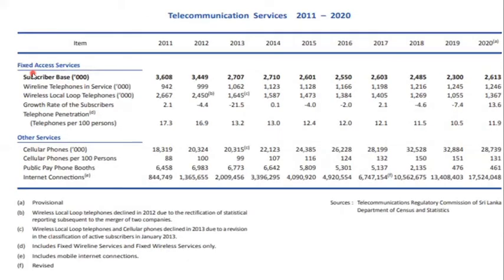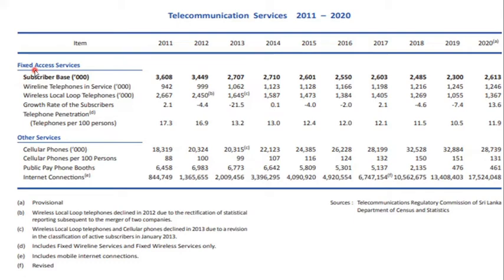Telecommunication services data of 2011 to 2020 is being recorded here. It indicates fixed access services for the subscriber base has been increased from 3.6 million to 2.6 million as of 2020. However, this is provincial data. Other services such as cellular phones usage has been increased from 18.3 million to 28.7 million as of 2020.